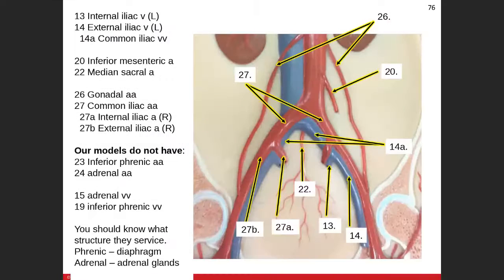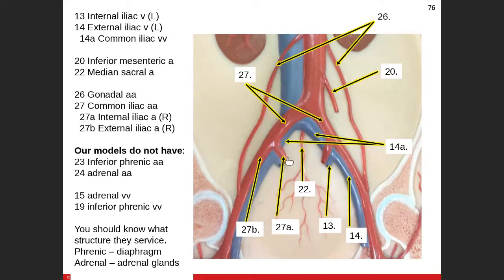Okay, so let's label. There we go. So now we're down into the pelvis. Here's our descending abdominal aorta. You've got your right and left gonadal arteries. Here's the inferior mesenteric artery. Then you have your common iliac arteries. Here's the left common iliac. Here's the right common iliac.